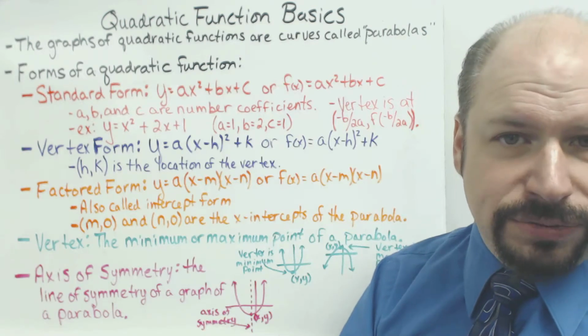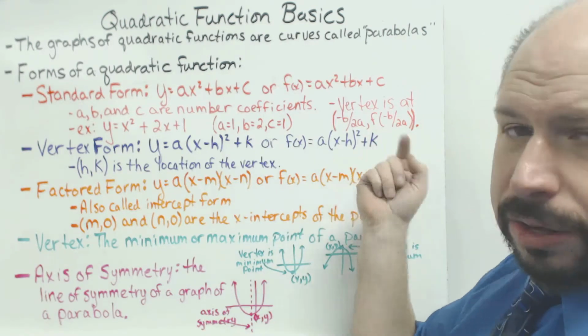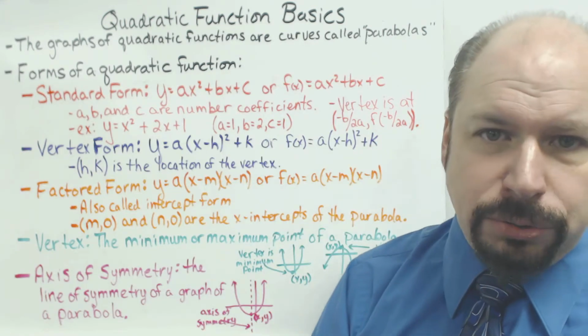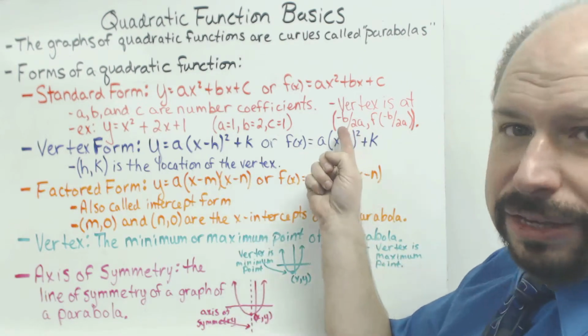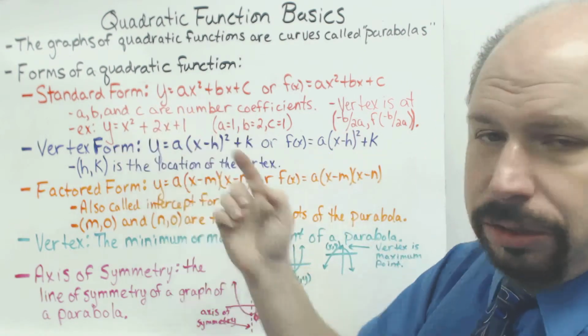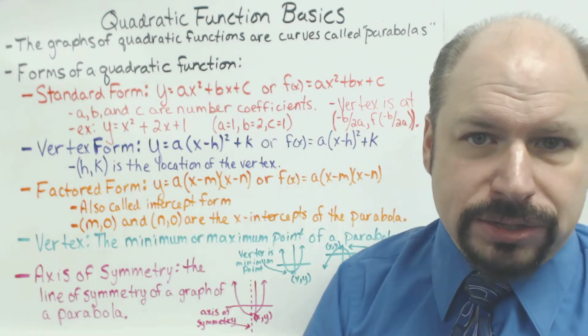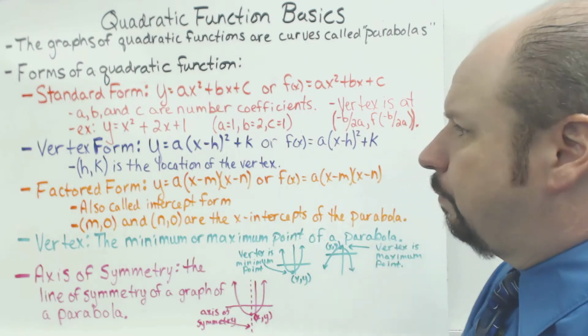Okay, our vertex for our quadratic or our standard form function is at negative b over 2a for the x value, and then for our y value, f of negative b over 2a. So in other words, take the x value, put it back into our function, and see what the y value is from there.